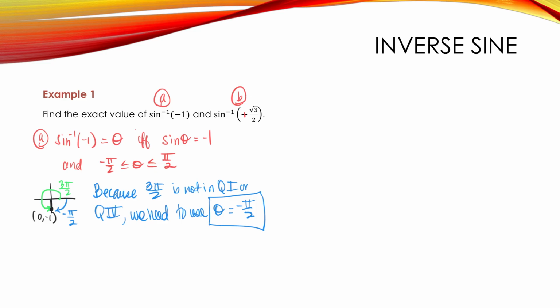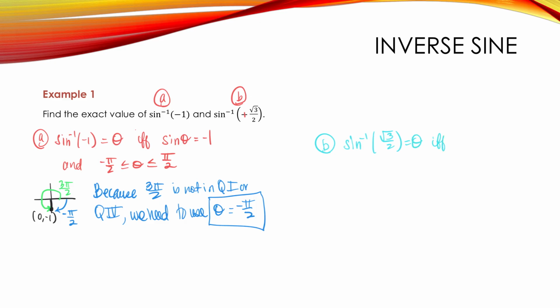Now, not all of our questions are going to be that complicated, but I wanted to get one of the more complicated decision-making kind of questions out of the way first, because some of them will be pretty straightforward. So let's look at B here. We've got inverse sine of, and like I said, I want to make it positive root 3 over 2. So the inverse sine of positive root 3 over 2 is equal to theta.